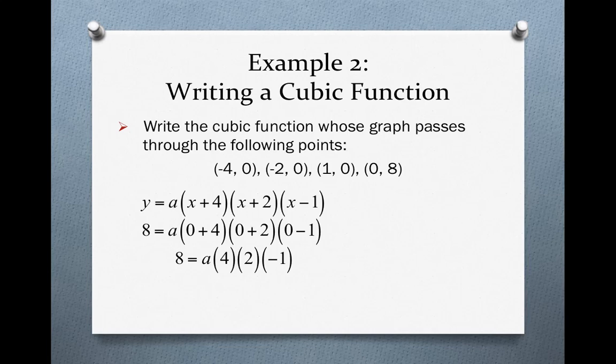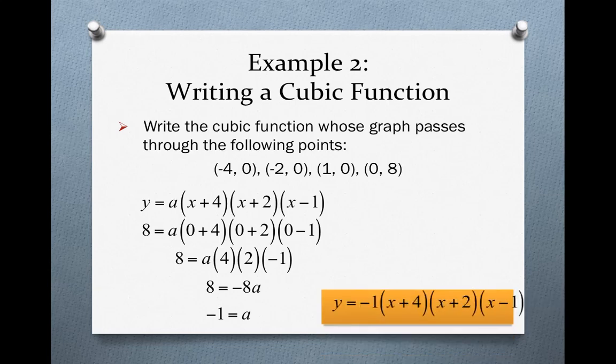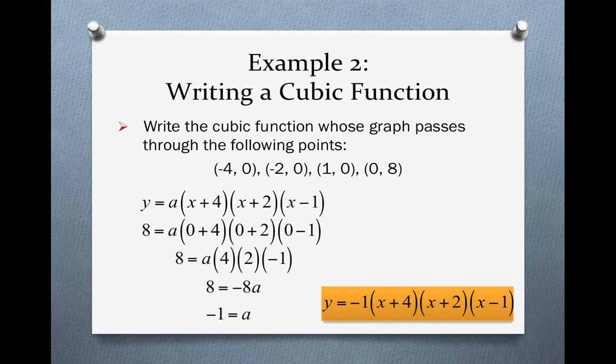So each of my parentheses becomes 4, 2, and -1, which when I multiply them all together becomes -8. So I end up with the equation 8 equals -8a, and therefore a would have to equal -1. So my final function for this situation is going to be y equals -1 times x plus 4 times x plus 2 times x minus 1.